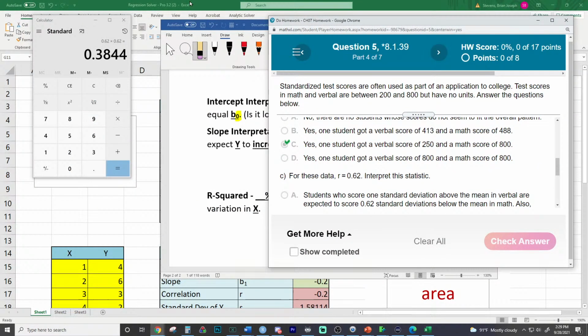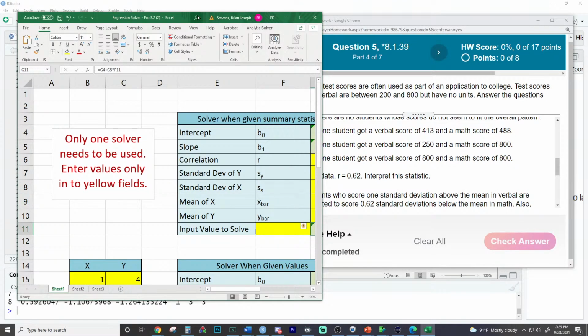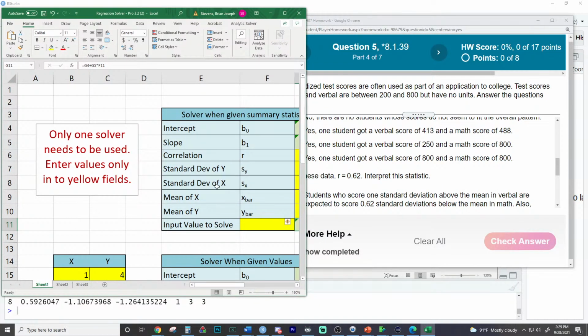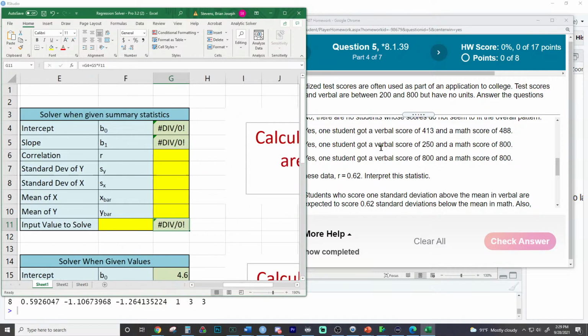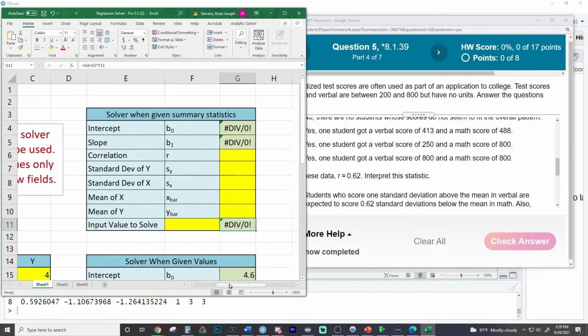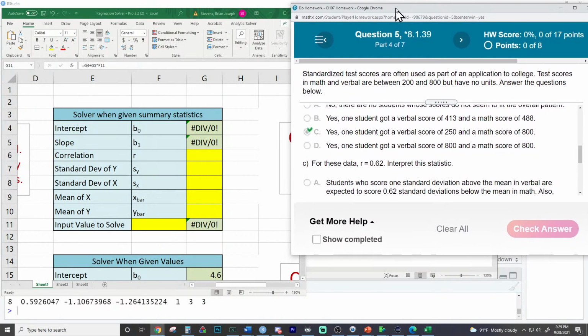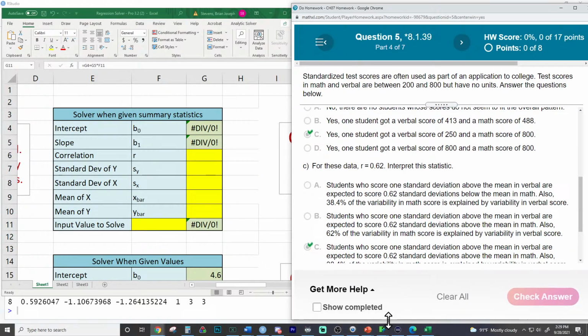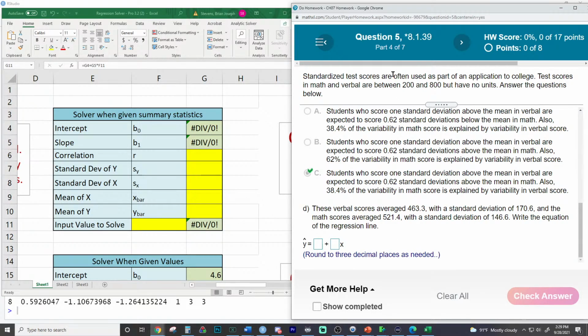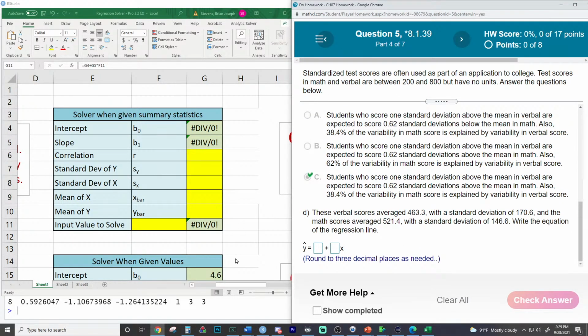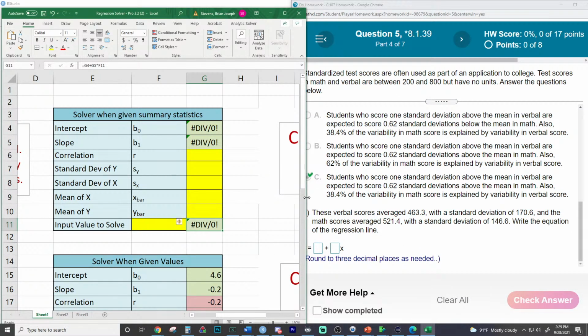We're going to bring this over here and bring this over here and have it showing on the same screen at the same time. So what we need to do is use the regression solver found on Canvas under modules. If you just got to this portion of the question, I'll show you where it's at right here. Let's make this look nice and pretty right here. And there we go.